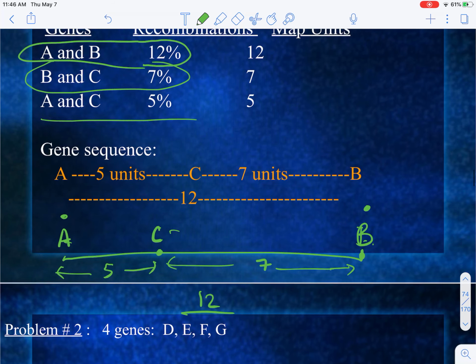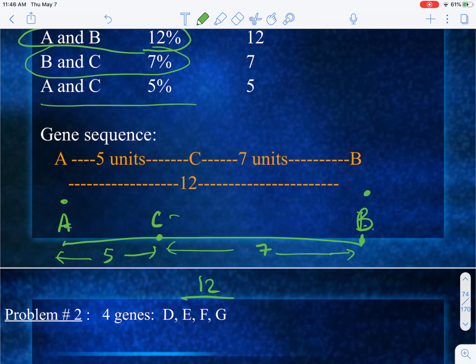And so a question may ask you, starting at A, what's the order of genes? And your answer would be A, C, B. If they say starting at B, what's the order? You'd say B, C, and then A. Some people may draw this exact thing the opposite way, and I just want to tell you that that is not incorrect. You can hold a pencil one way or flip it and hold it the other way. It's still the same pencil.